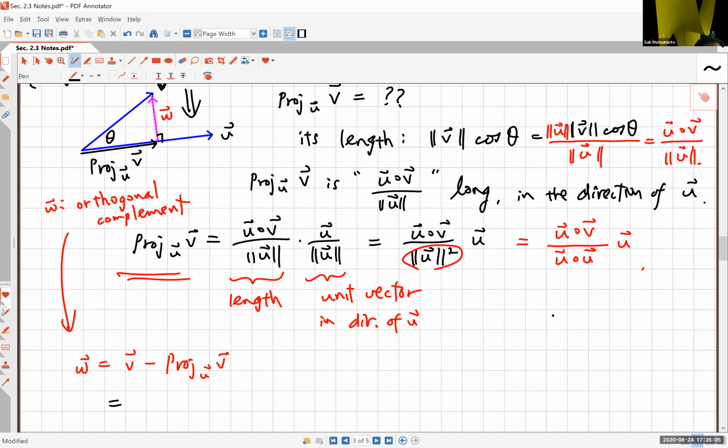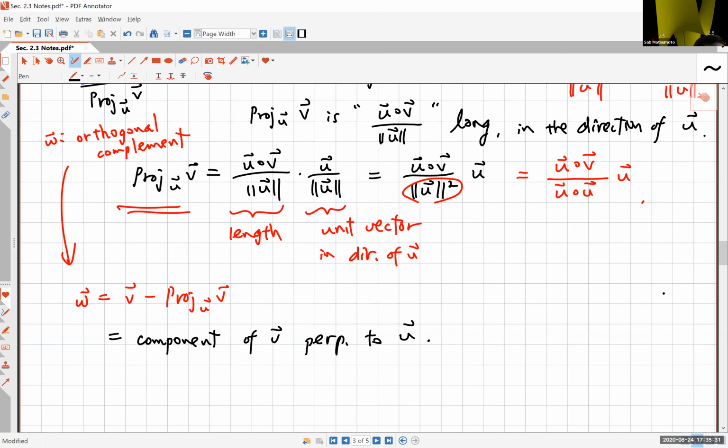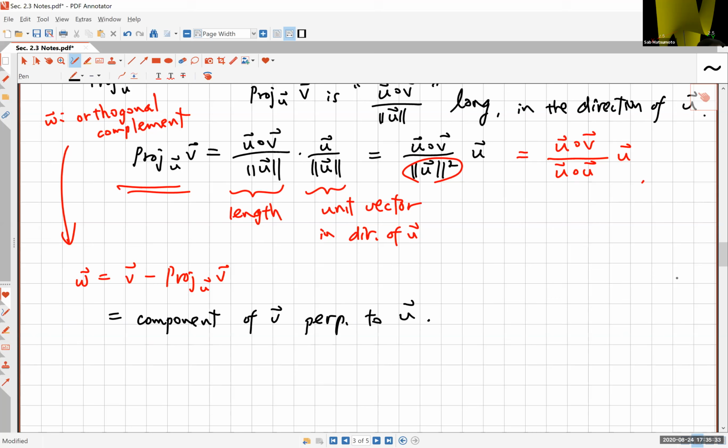So this w is the component of v perpendicular to the direction of u. That's a better way to say that. And this is called the orthogonal component or orthogonal complement of v with respect to the vector u. I hope you get that.